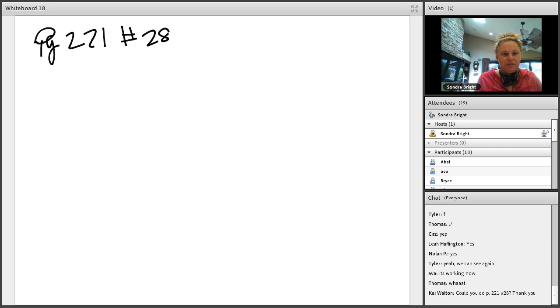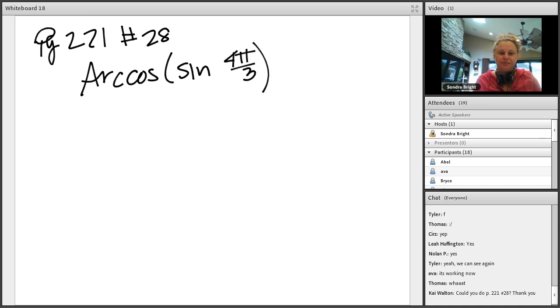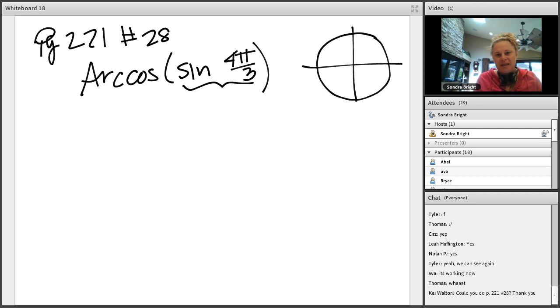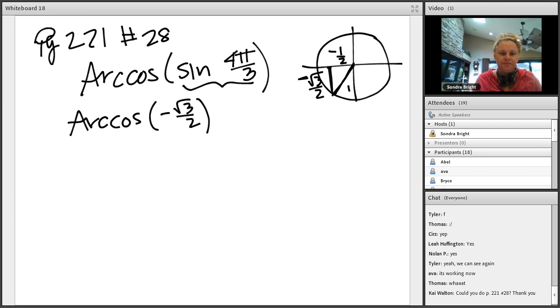Okay, page 221, number 28 says arc cosine of sine of 4 pi over 3. All right. So we're going to start on the inside here. Sine of 4 pi over 3. 4 pi over 3 is this guy here. That is a tall one. So that is a rad 3 over 2 on this side, a 1/2 on this side. Quadrant 3 though, so both of them are negative, right? So this means it's arc cosine of negative rad 3 over 2.